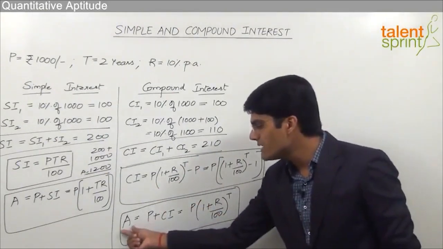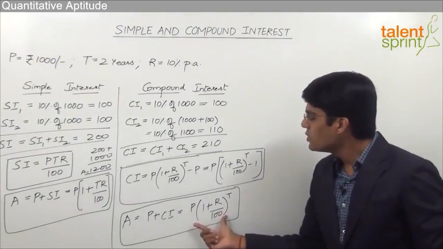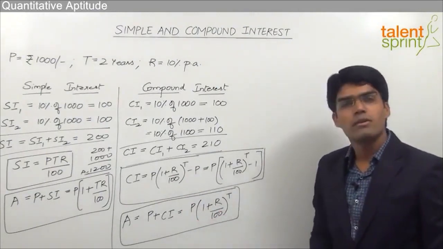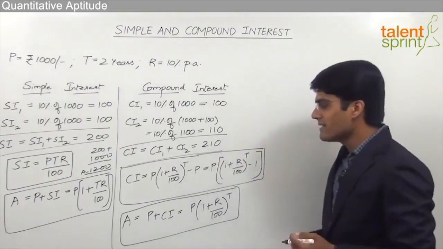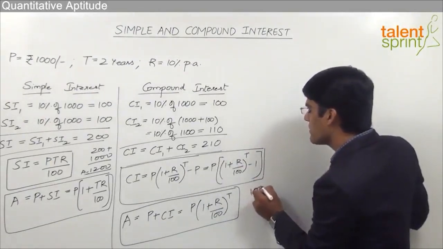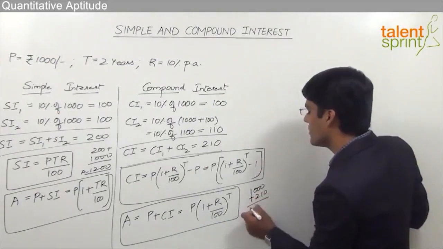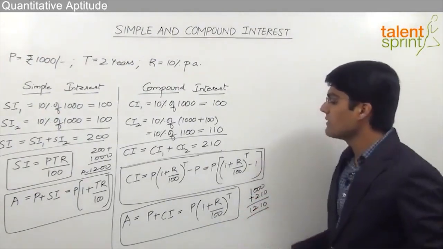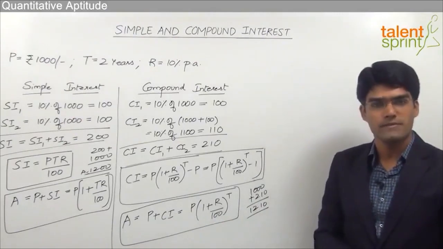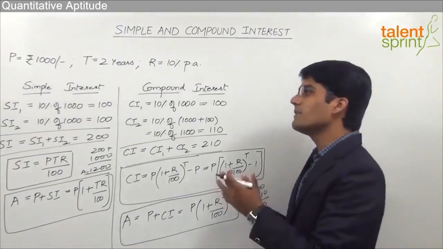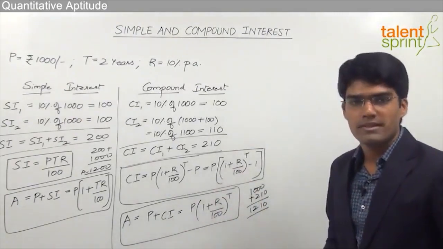So the total amount in case of CI will be P into 1 plus R by 100 whole to the power of T. So here the interest is going to be 210 as discussed, and the total amount will be 1000 rupees plus 210, that is equal to 1210 rupees. So when we use the values in the second formula here, our answer will be 1210 rupees. So this is the difference between simple interest and compound interest calculation.